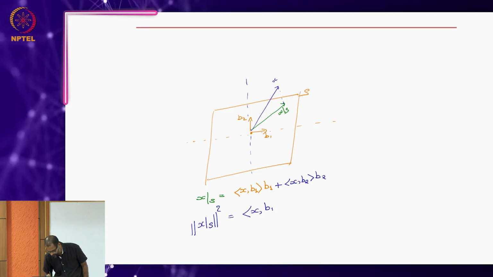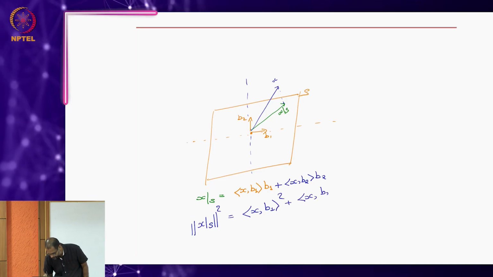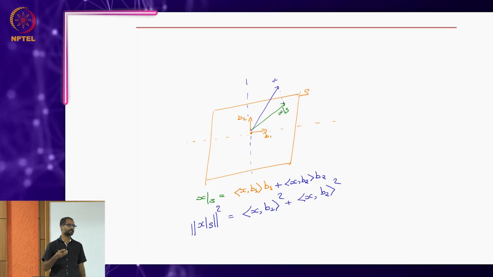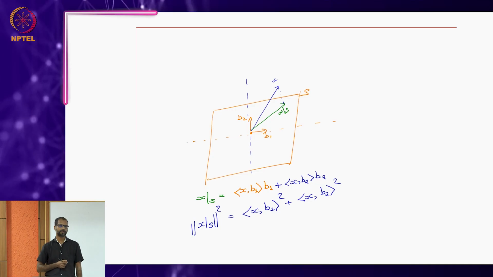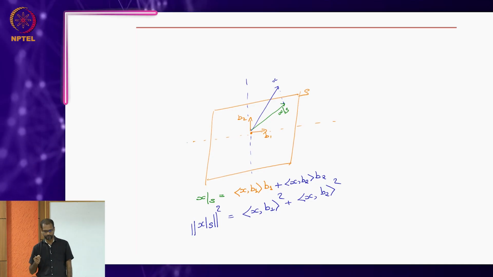So, now if I have to look at what is the length of x of S squared, that turns out to be inner product x b1 squared plus inner product x b2 squared. Okay, remember we are interested in the length squared of the projections. In fact, this only works if b1 and b2 are orthogonal.